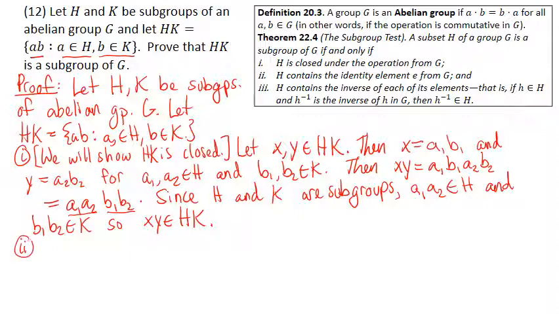Now let's do part 2. So we will show that the identity element is in HK. Okay, this one I think is really easy.